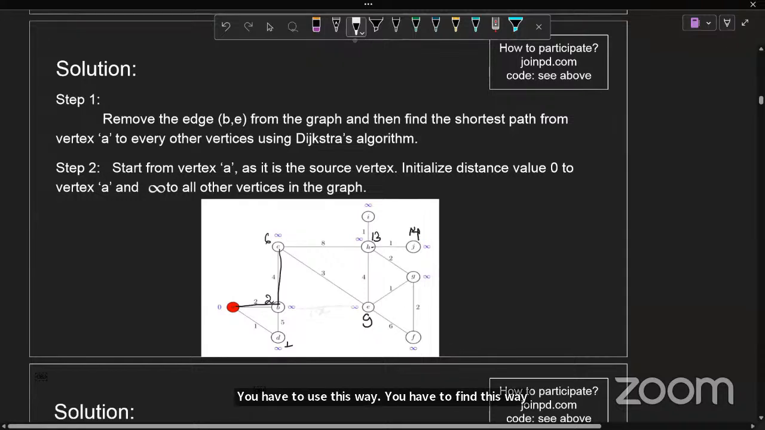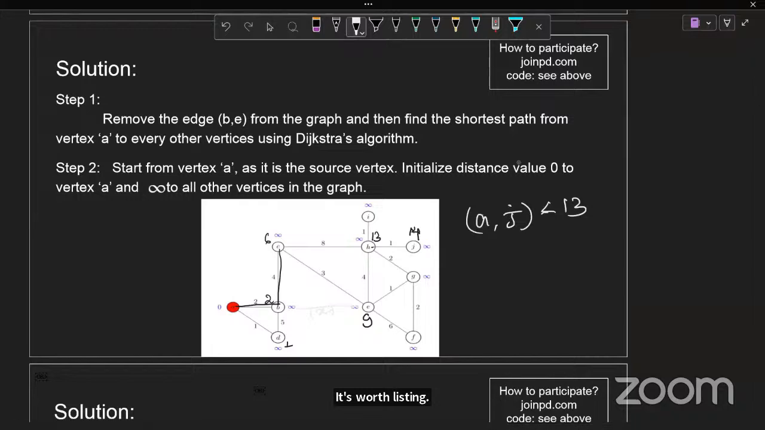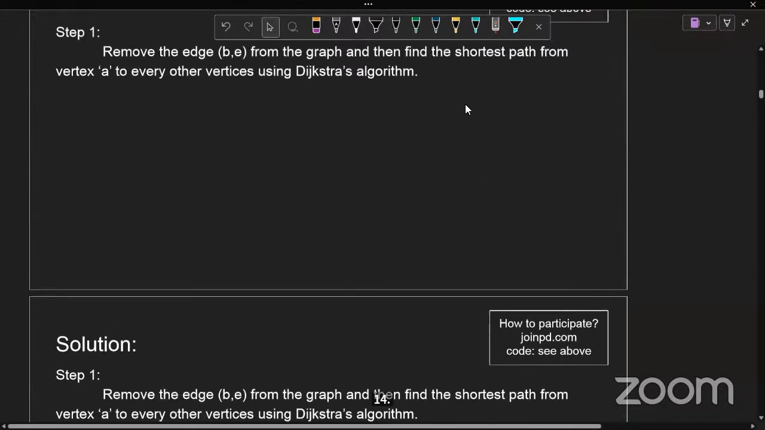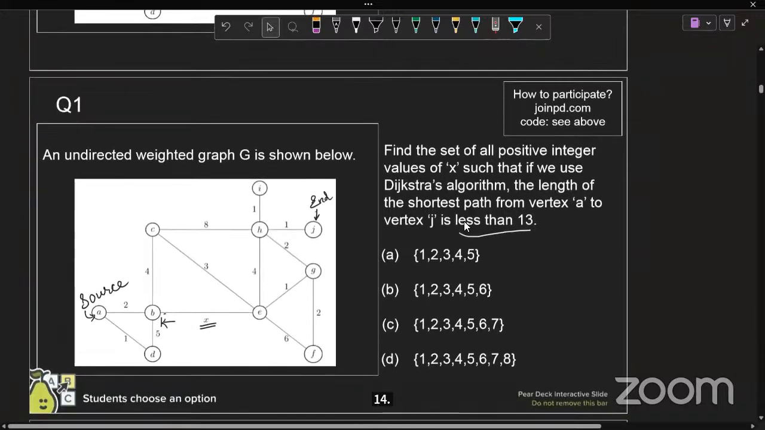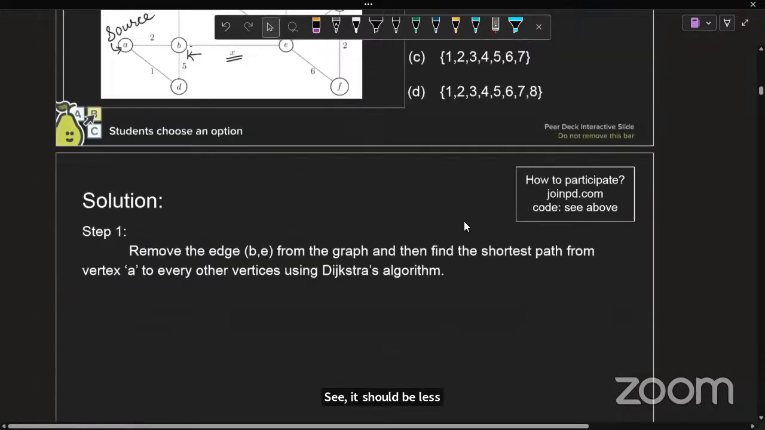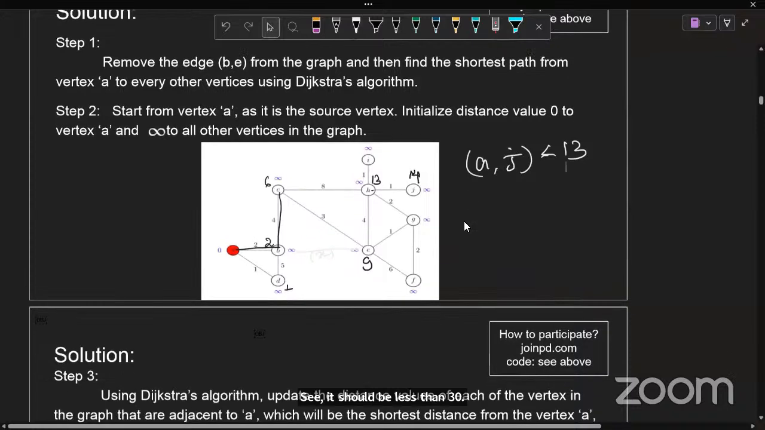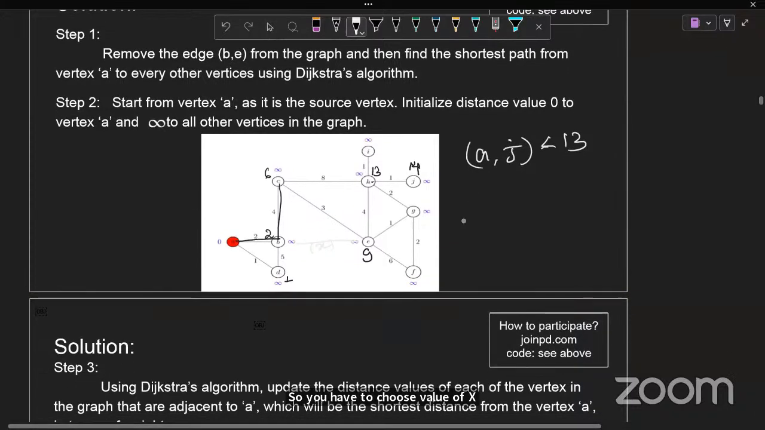So it is given that the shortest path from A to J is less than 14. 13, right? In the question itself it is given. See, it should be less than 13. So you have to choose the value of x so that it will be less than 13. There is a mistake.